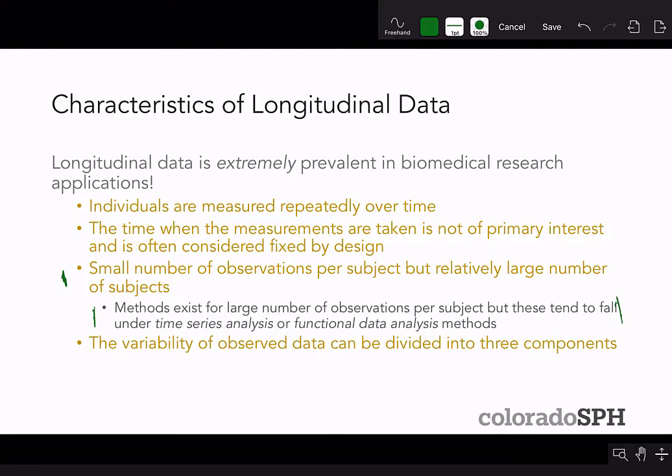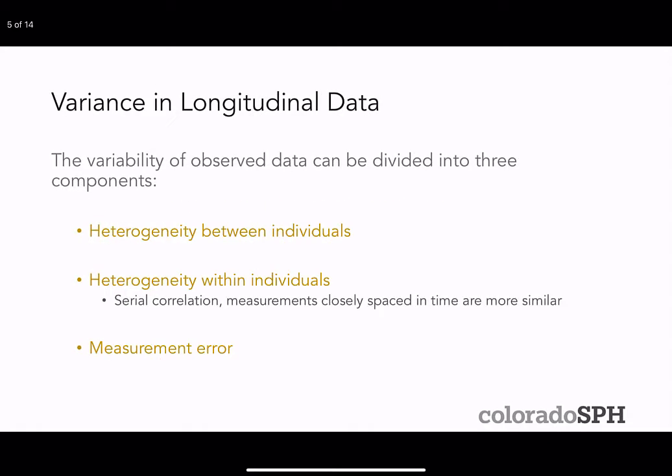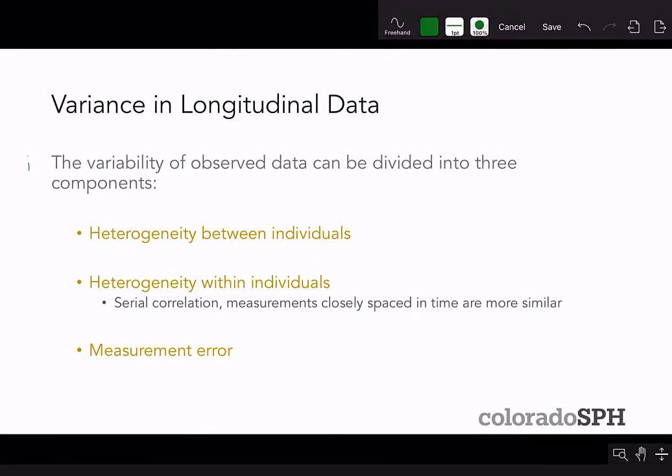And finally, the variability of observed data can be divided into three components. And I have a separate slide for that because this is a really important feature of longitudinal data, and we really conceptualize longitudinal data as how do we talk about the correlation, the different pieces of the variance in the data, where the variance in the data can be explained by heterogeneity between individuals or heterogeneity within individuals, and then also by measurement error. And we'll talk more about these pieces in the next couple of lectures.